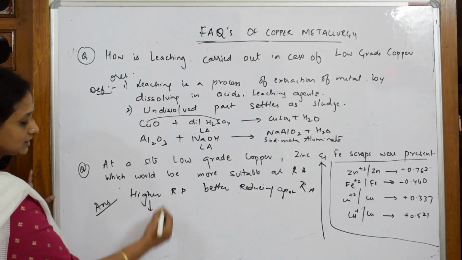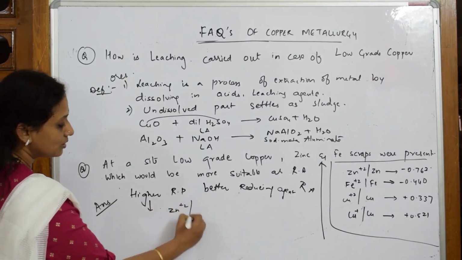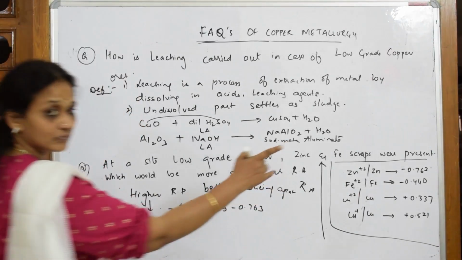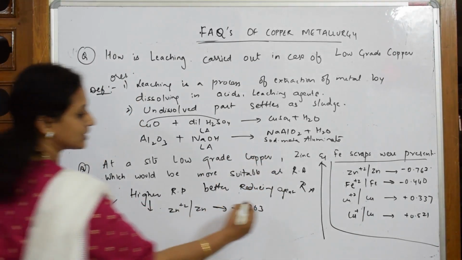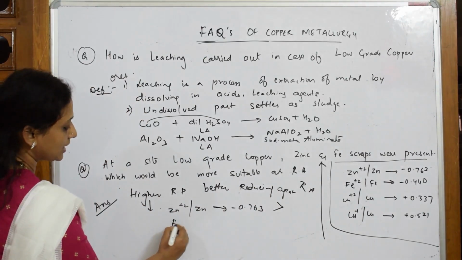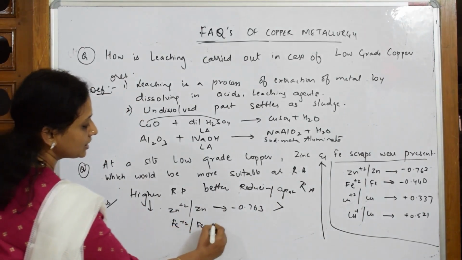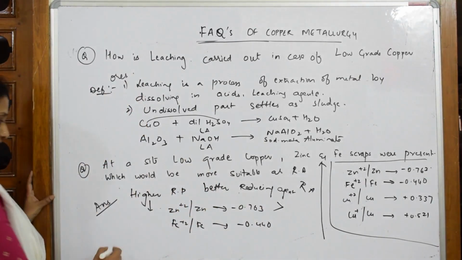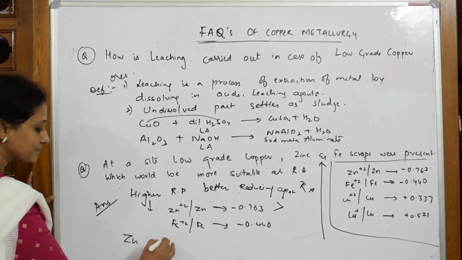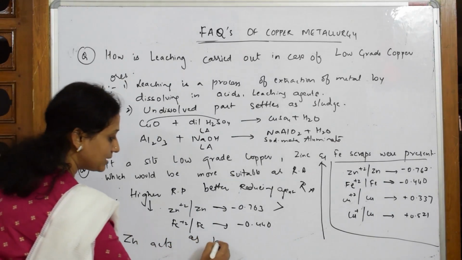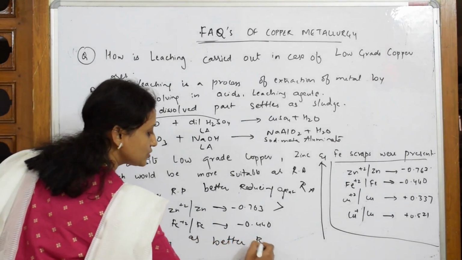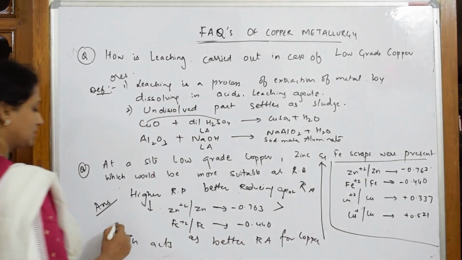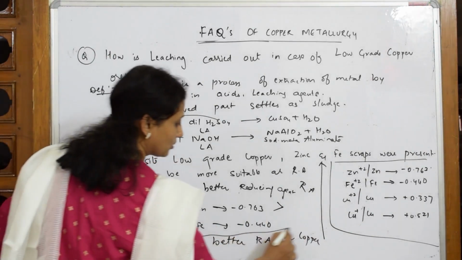What did we write here? Zn2+/Zn is -0.763, which is greater than your iron. Fe2+/Fe, how much is it? -0.44. So what is the answer? Now zinc acts as a better reducing agent for copper. That's it. This is your answer. Full one mark allotted for this answer.